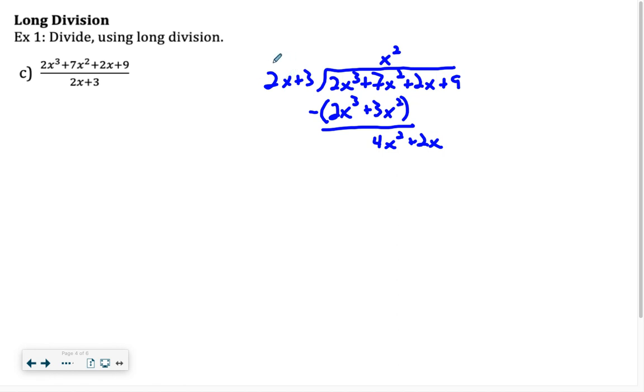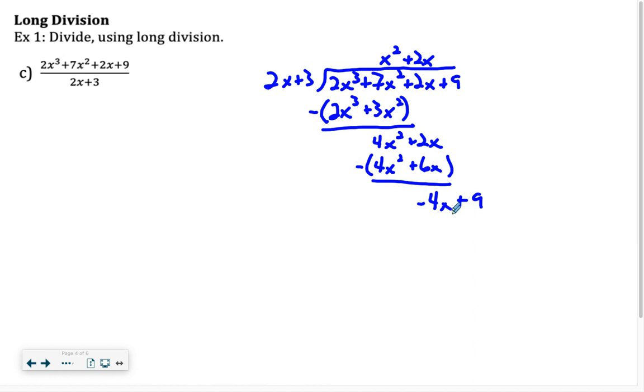So now I would need to multiply 2x by 2x to get 4x squared. So 2x goes up here, and 2x times 2x is 4x squared. 2x times 3 would be 6x, and subtract. So these cancel. 2x minus 6x would be negative 4x, and bring the next term down.